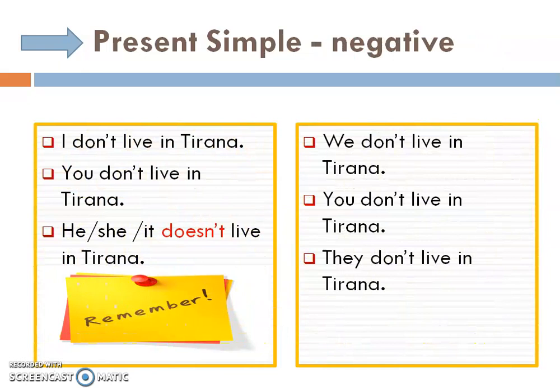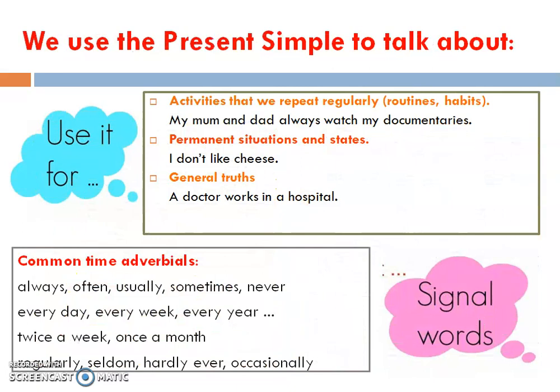Let's move to the third form, which is negative one, and it's formed with don't and doesn't, and respectively with doesn't in the third person singular, and for all the other persons we use don't, which are short forms of do not and does not. Let's talk now about the uses of present simple.